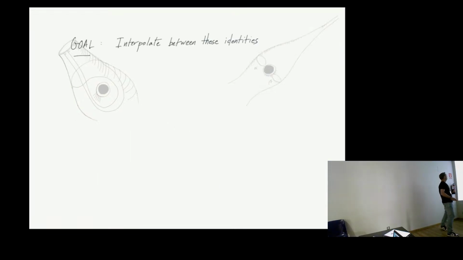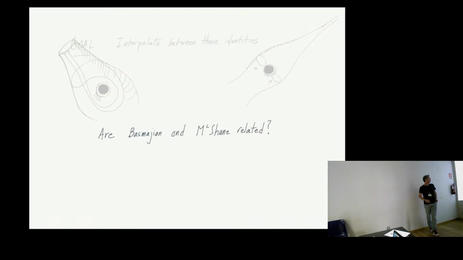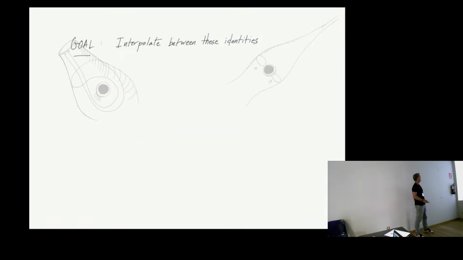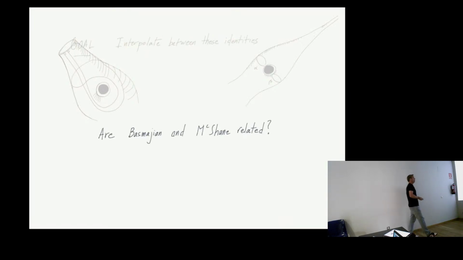Okay. And so the goal is to interpolate between these two geodesics, and there are pictures here that you can't see, but they're really nice pictures. Yeah, I can see them here on the screen. If only you could see them. Nice square. Anyways, basically the question that I'm really interested in is whether orthogeodesics and McShane are actually related, which is a very deep question.